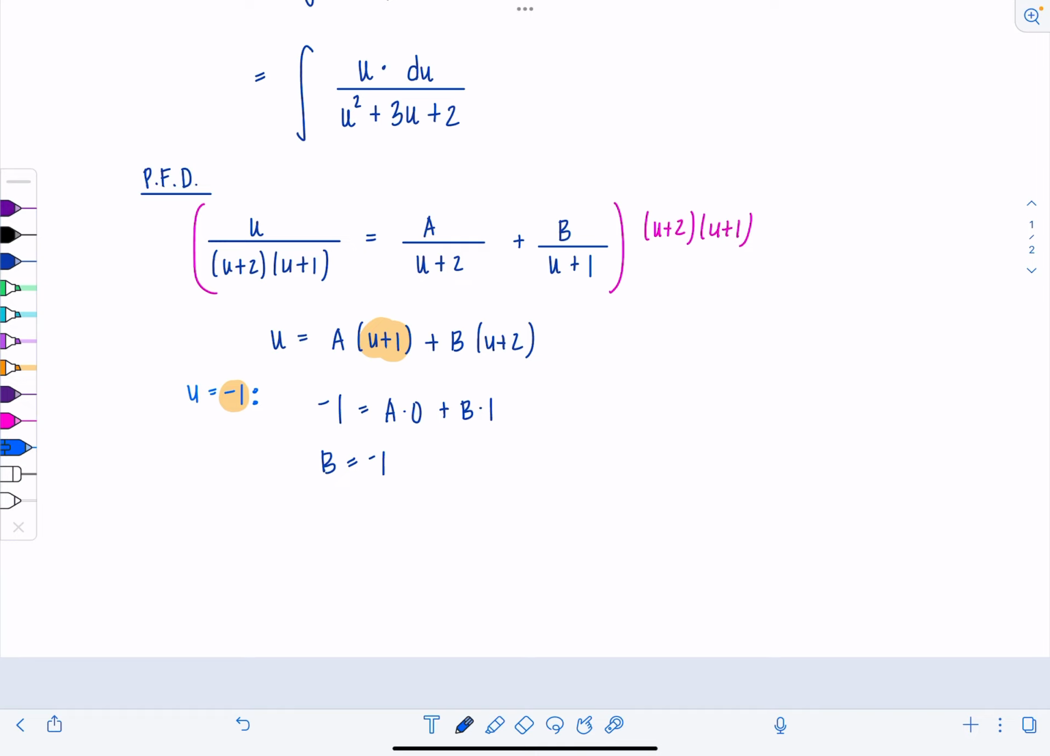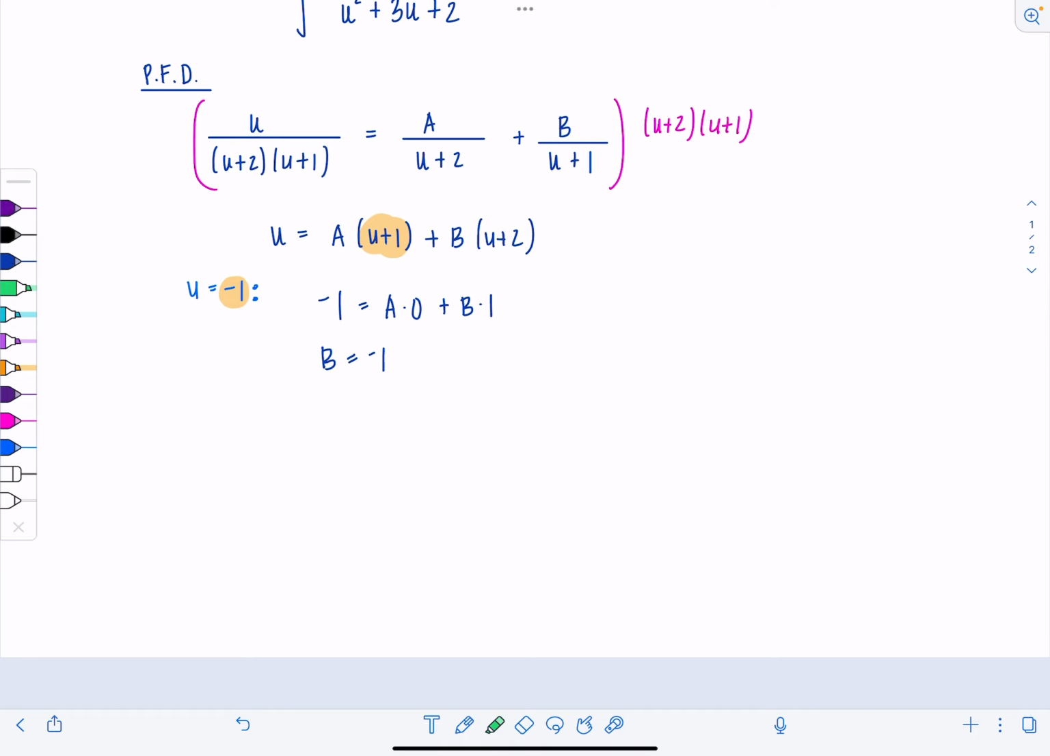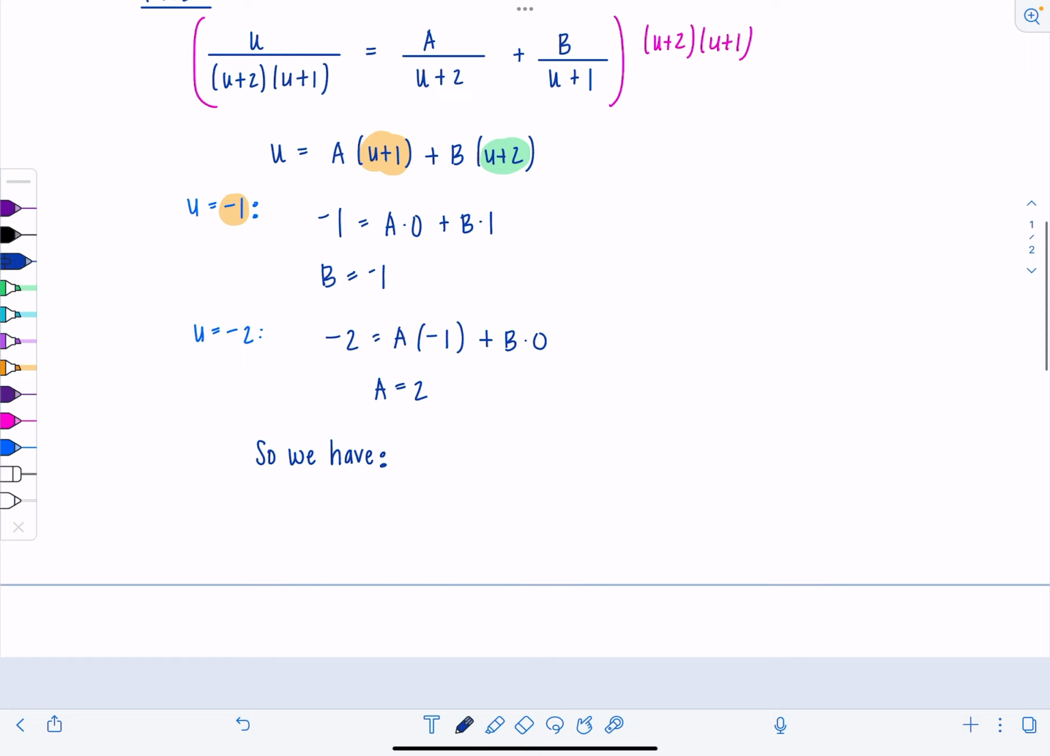And then to solve for a, I'm just going to plug in -2 for u, since that will make the other factor 0. So let u equal -2. On the left-hand side, we're just going to have -2 equals a times -2 plus 1. That's -1 plus b times 0. So then I can see, all right, a equals 2. Great. So now our integral has become something very easy to integrate.